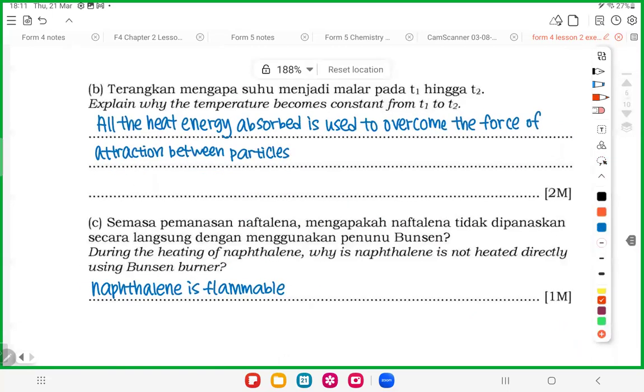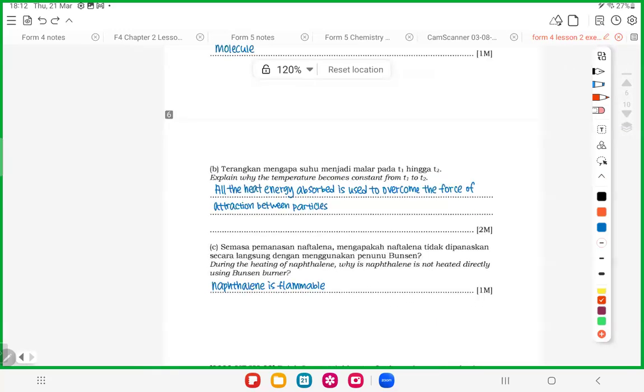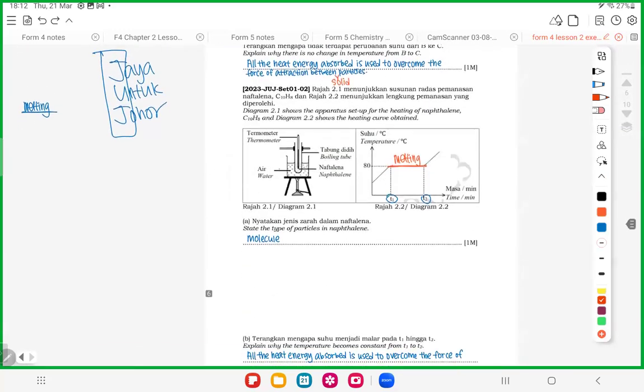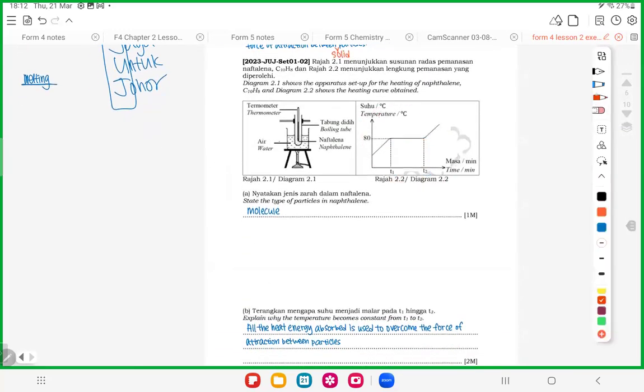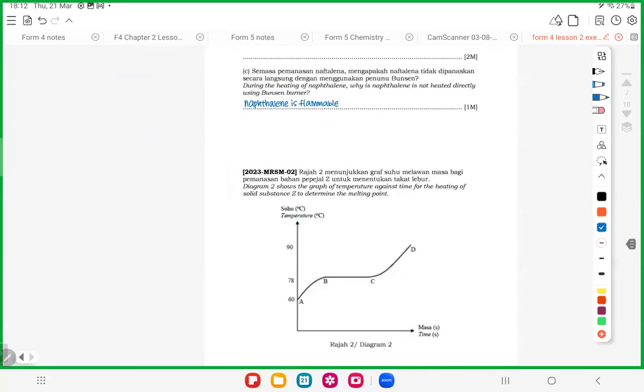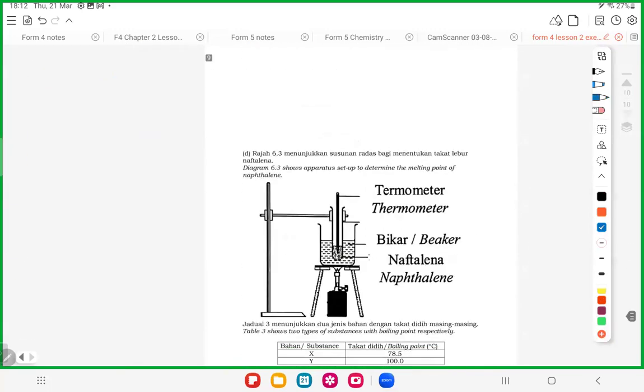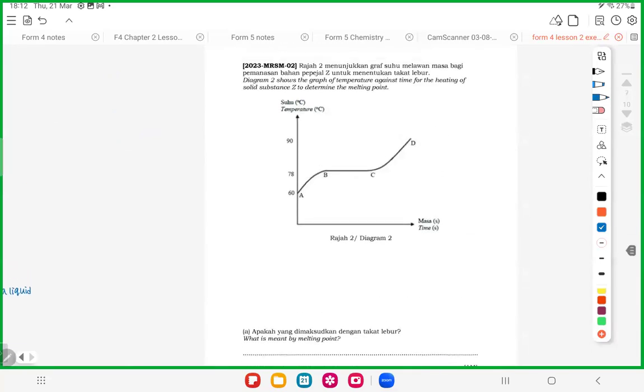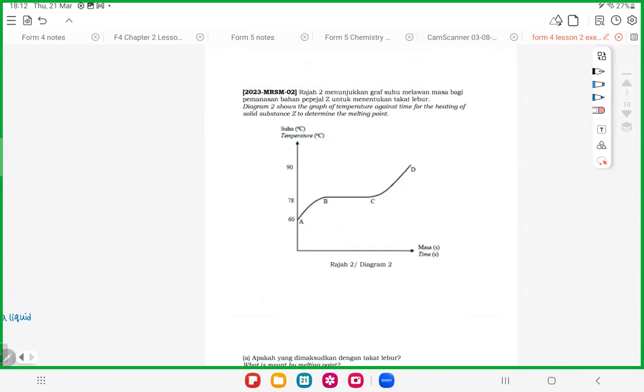Okay guys, let me know in the chat box. Are you okay with this? Why we don't take the naphthalene and heat it directly under the Bunsen burner? Okay, good. So now we are done with this question. We have a few more questions to go. I think we have three more questions. Let's finish them in the next 10 to 15 minutes, then we move on and learn something new today.